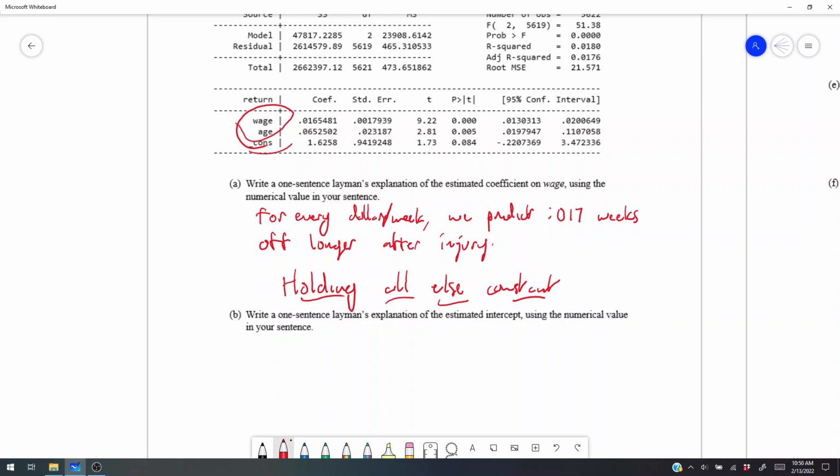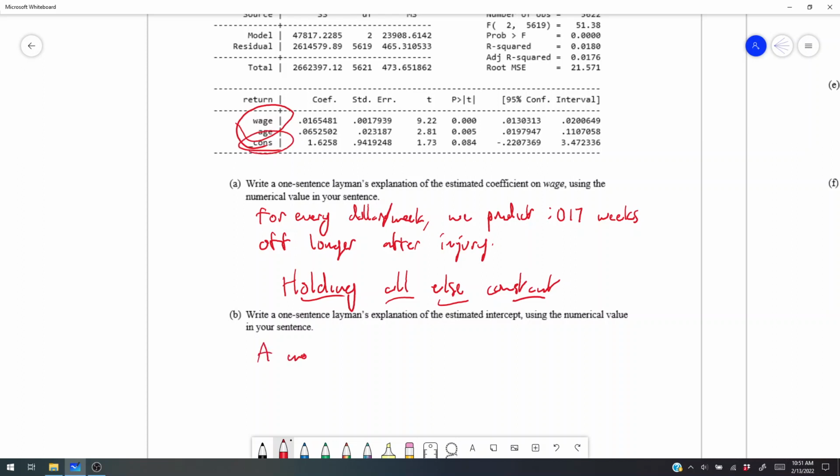Write a one sentence layman's explanation of the estimated intercept using the numerical value in your sentence. The intercept here is just a constant. Okay, so it has a similar interpretation. We don't have to hold other things equal because we're actually going to hold other things equal to 0. If wage and age are 0, I expect this person to be off for 1.6 weeks on average. A worker with 0 wage and 0 age, which is obviously impossible, right?